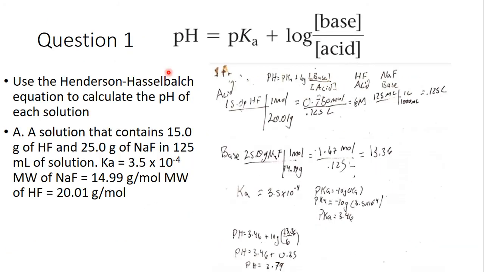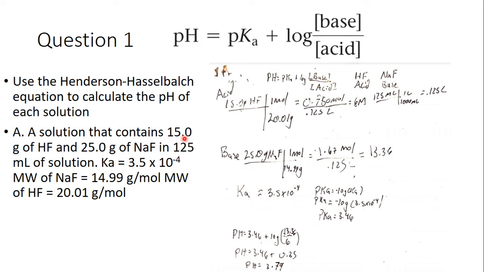All right, so for question one, I have a bunch of different bases and acids, different buffer solutions. I'm asking you to solve for the pH, so we're going to do the first one. The first thing you want to do is figure out what your acid and what your base is. The difference is which one has more hydrogens. The acid should have one more hydrogen.